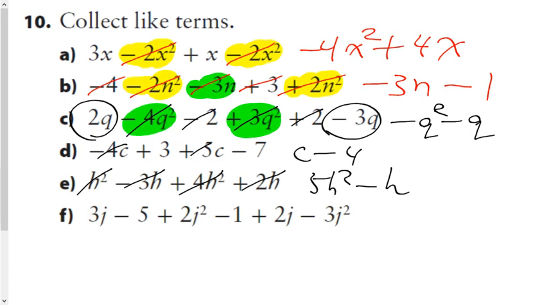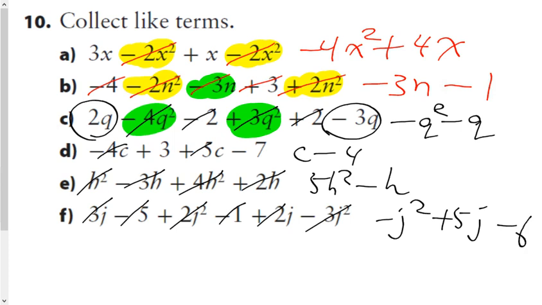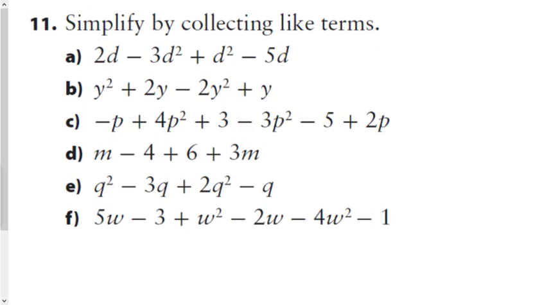And finally, the last one, 2j squared and negative 3j squared combined, Johnny, to make a negative j squared and negative 1j squared. We will not include the coefficient of 1, which is the negative sign. 2j and 3j make 5j. And finally, a negative 1 and a negative 5 make negative 6. There's your solution for those 6 questions. 11 is the same thing, so we're just going to go through it quickly.